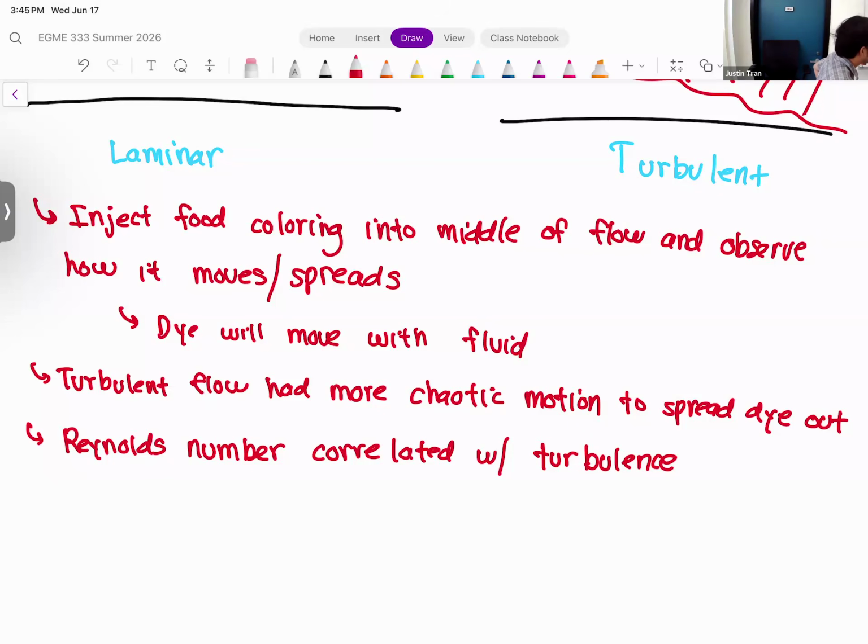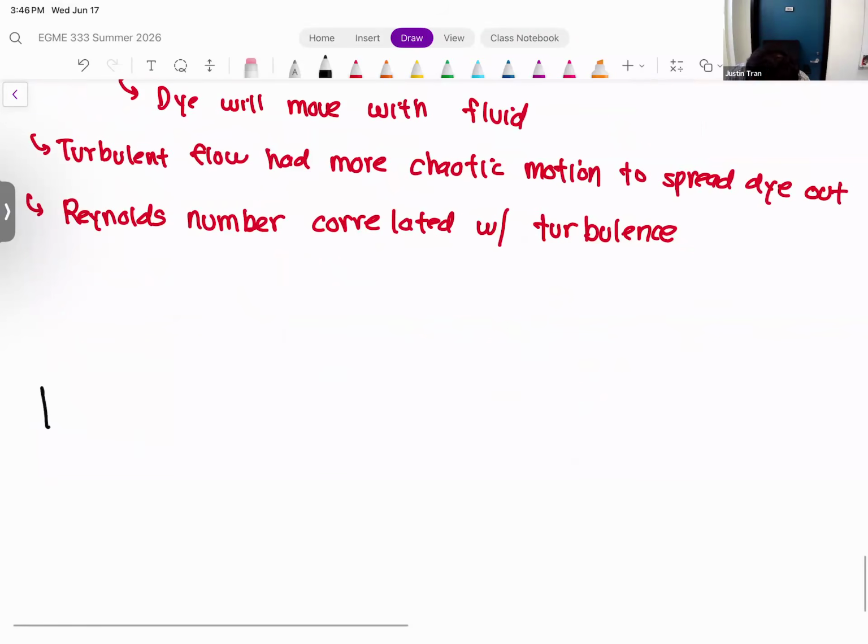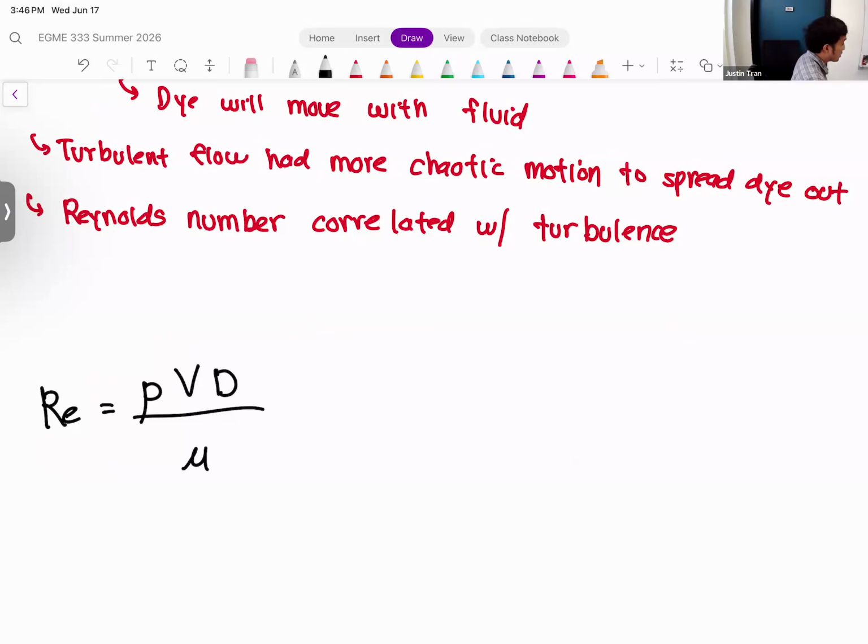Maybe that's why dimensional analysis is so ingrained with fluids, because such a pivotal experiment was grounded within dimensional analysis. All right. So what he saw was that our Reynolds number, which again was the density times the velocity times the diameter of the pipe divided by the viscosity.